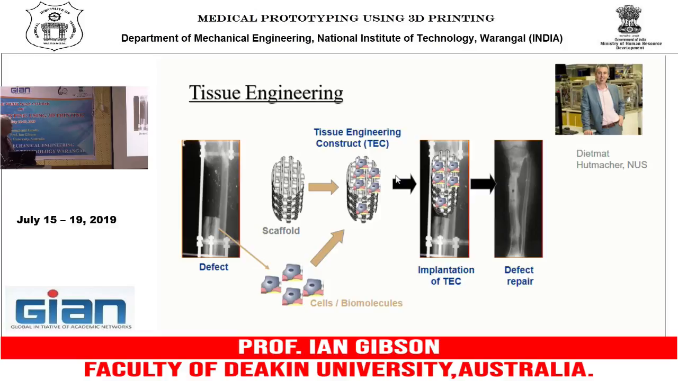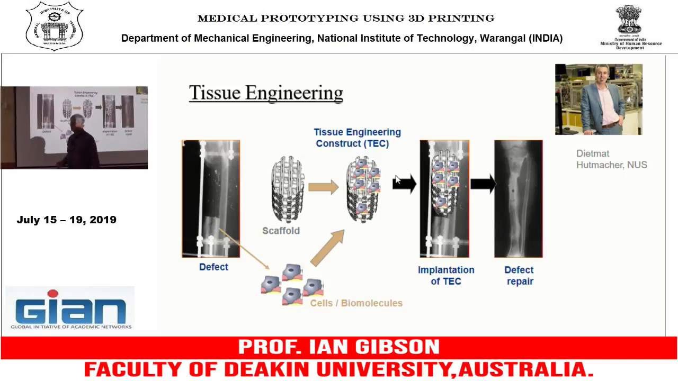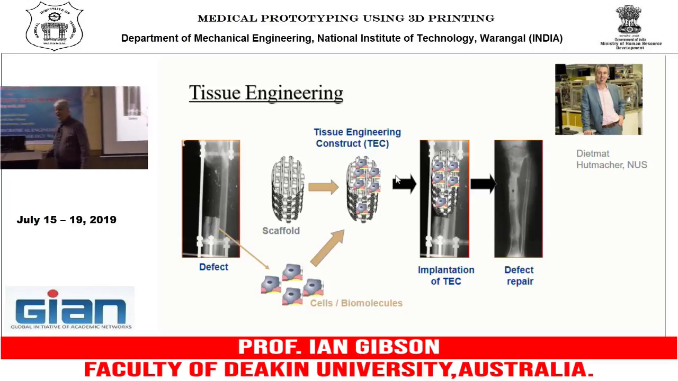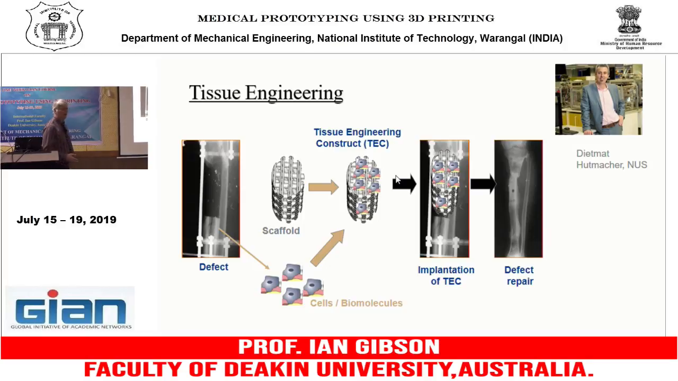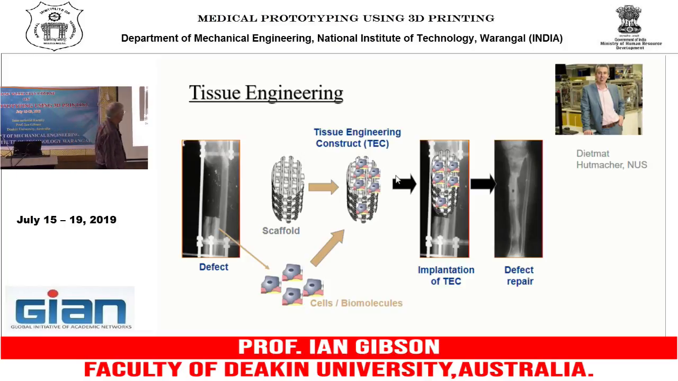Also in NUS, but then also when I moved to Australia, I worked with this gentleman on the top right. So we're talking about tissue engineering a little bit already. That's Dietmar Hutmacher. If you look him up on Google Scholar, you'll find he's got about 50,000 citations as well. And his specialty is in tissue engineering.